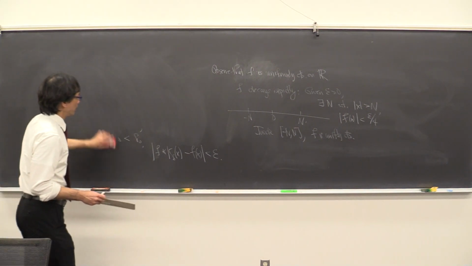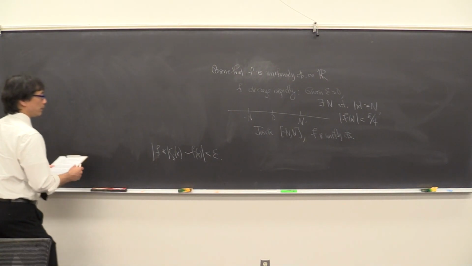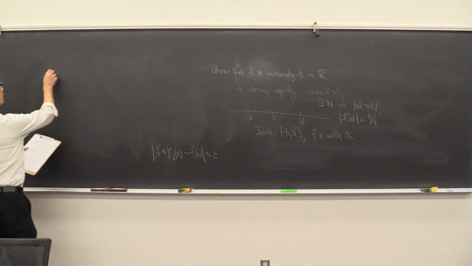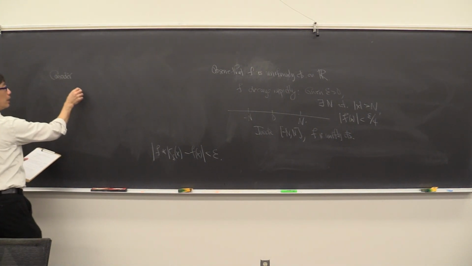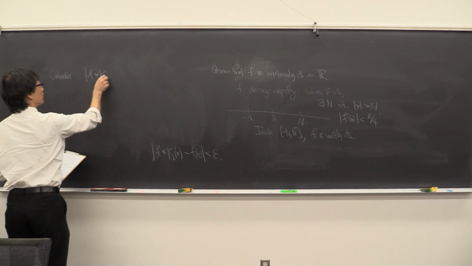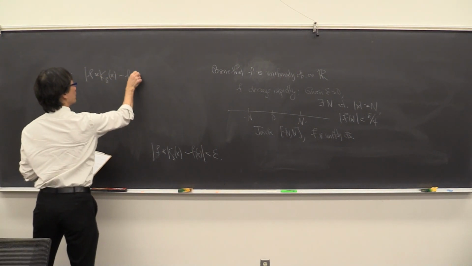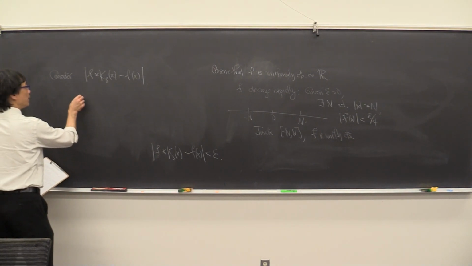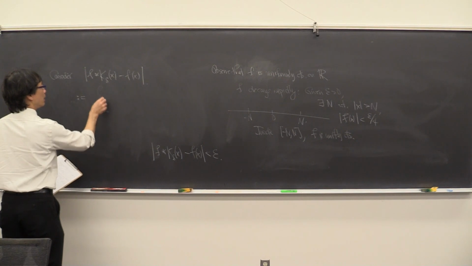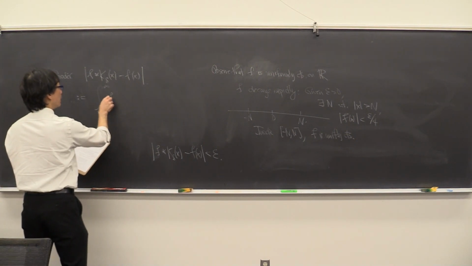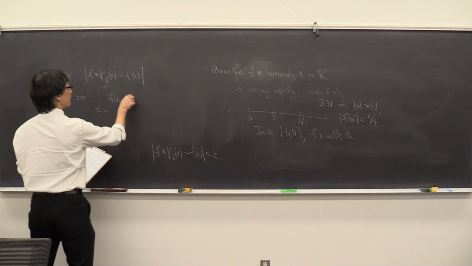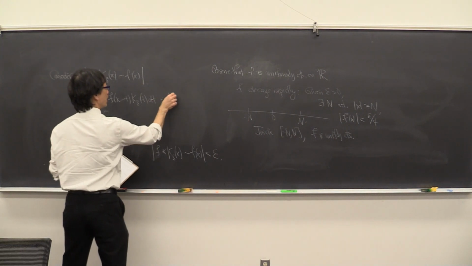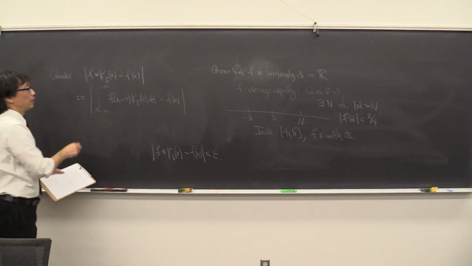So now let's look at this thing, right? If we consider this difference, well, by definition, this is the integral of f of x minus t against k sub delta t dt, minus f of x, right?